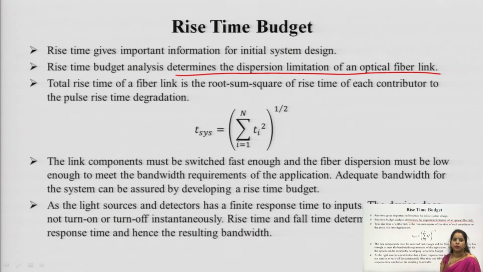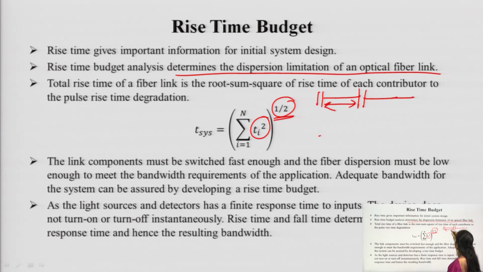So, in this case also the rise time of each one of the contributors, same as the power, is taken into account for calculating the total rise time of the fiber, and now we take the square of that, and after summation we take a square root. For example, there is a connector, there are splices, and of course fibers also contribute to the rise time to some extent. So, all these are added, squared, and then the square root is taken.